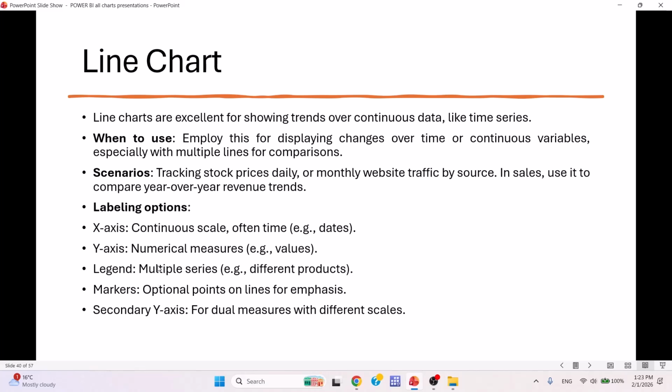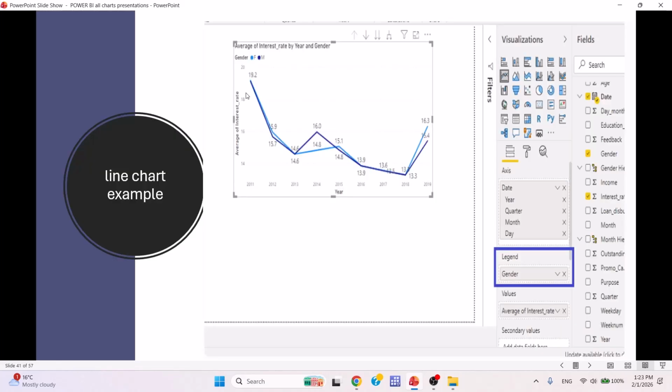And for legends, you have multiple series, and for markers, that is an additional option. If you want to turn it on, you can simply do it here, and then you can also add a secondary y-axis.